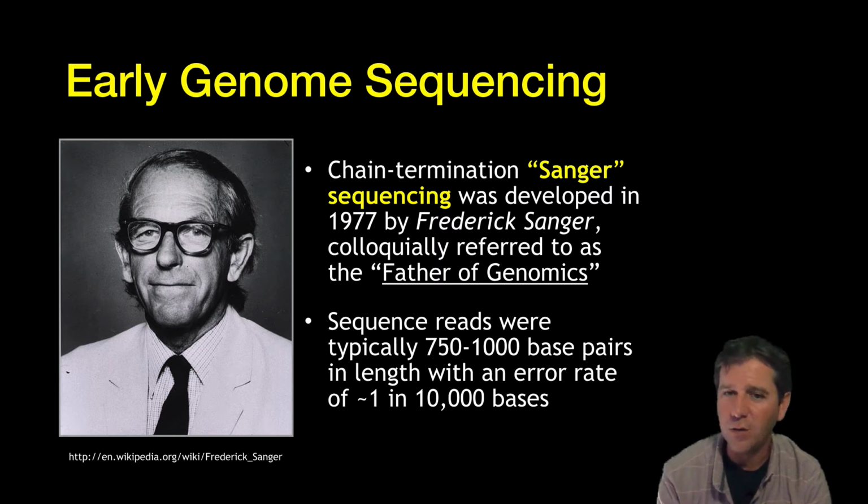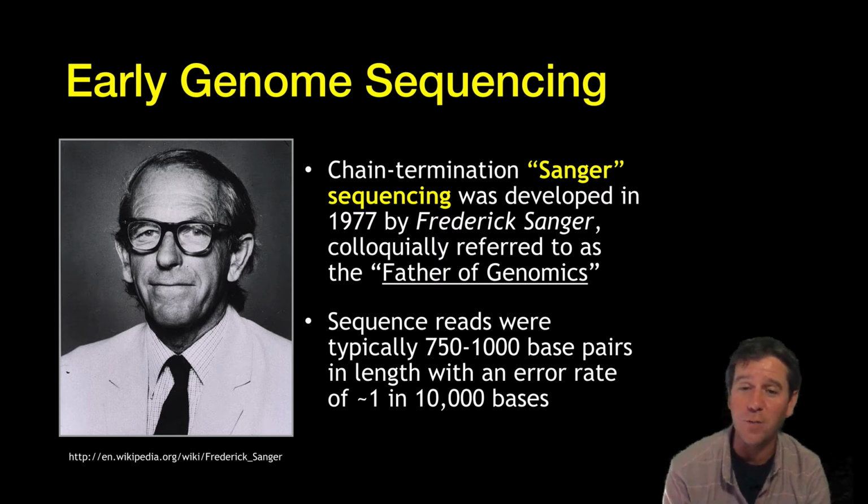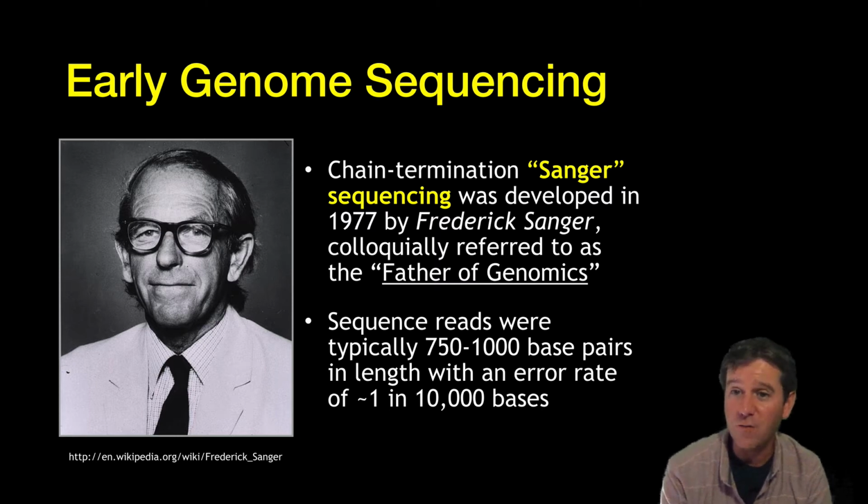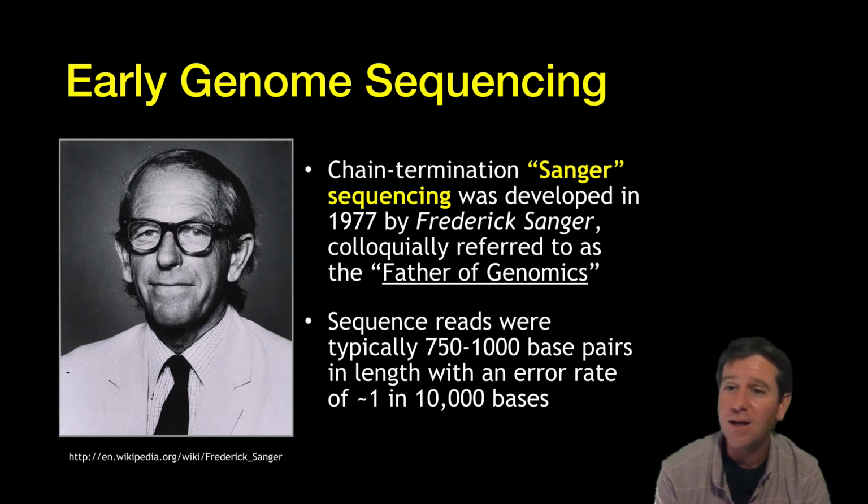I don't want to spend too much time on these methods here, but what I will mention is that Sanger sequencing, good old Sanger sequencing, the reads were comparatively long. They were in the order of 750 to 1,000 base pairs, right? So much longer than the 300 base pairs we get out of a modern Illumina sequencer, for example. And they had comparatively low error rates, right? 1 in 10,000 bases here, for example. Again, better than many other modern approaches.